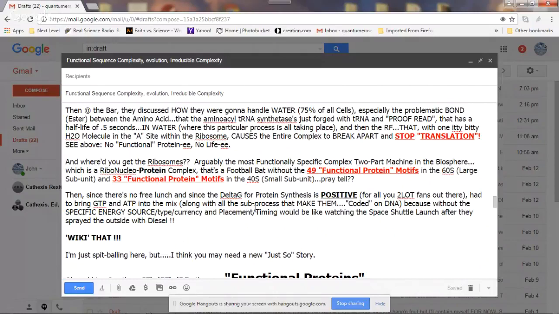And where'd you get the ribosomes from? Arguably the most functionally specific, specified, complex two-part machine in the biosphere, which is, guess what? A ribonucleoprotein complex. It's a football bat without the 49 functional protein motifs in the large subunit, and 33 of them, of the motifs in the 40s, or the small subunit. Where'd you get them?